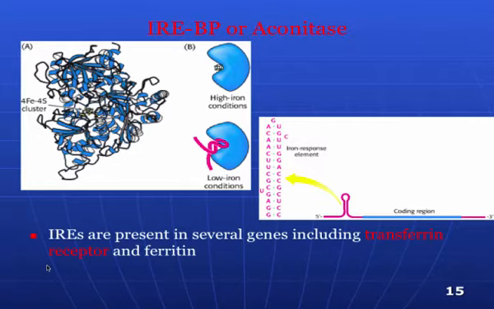Okay, now because this says IREs are present in several genes, and they're in the genes, but they're especially in the mRNA, because when that gene is transcribed, you end up with the mRNA. So be careful here, we're dealing with mRNA, not DNA. Now IREs are present in several genes and their mRNAs, including transferrin receptor and ferritin.